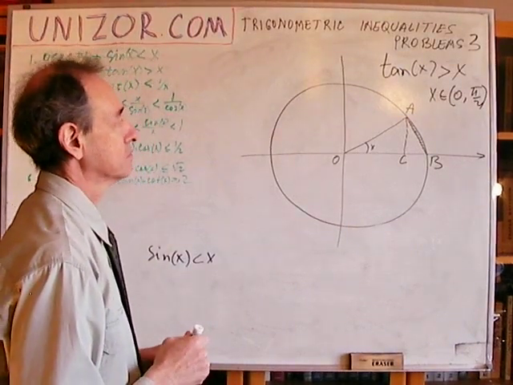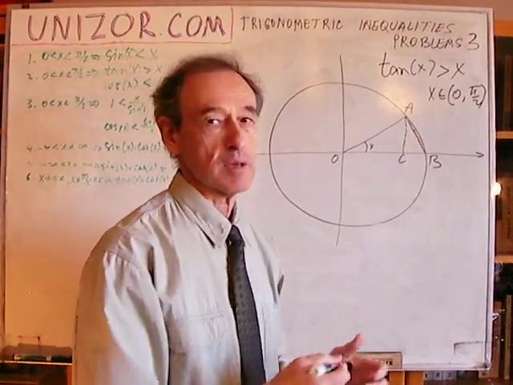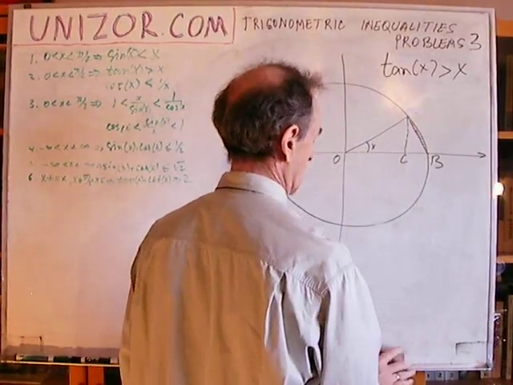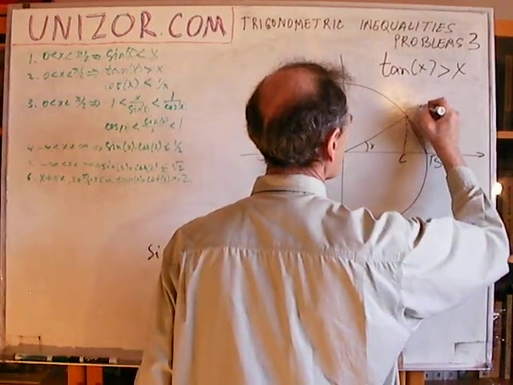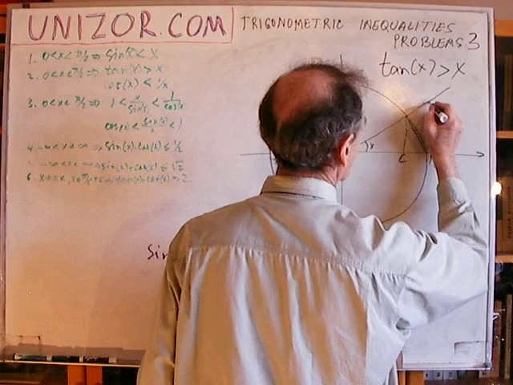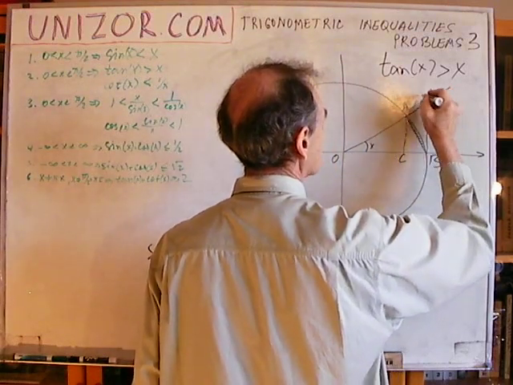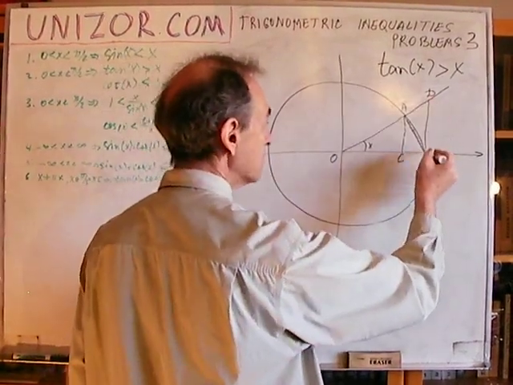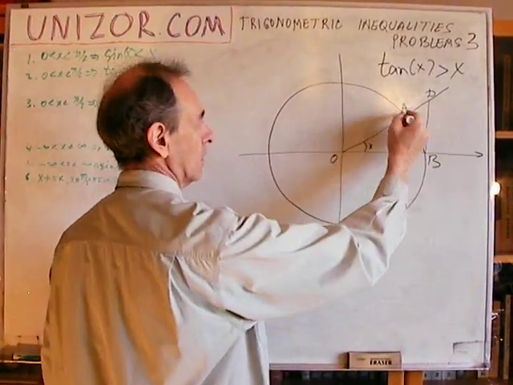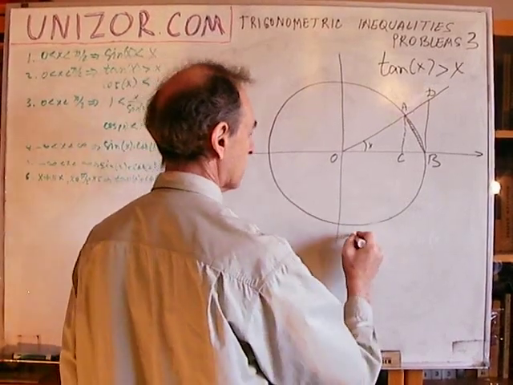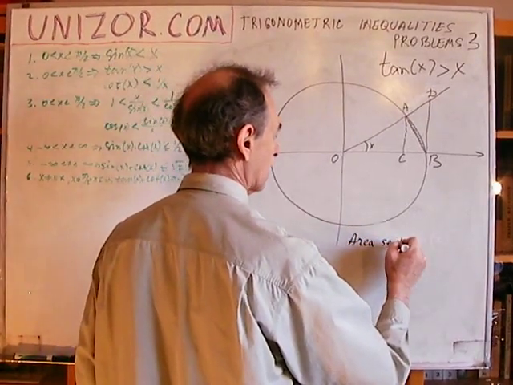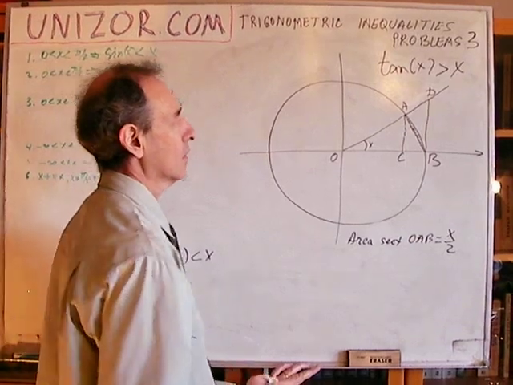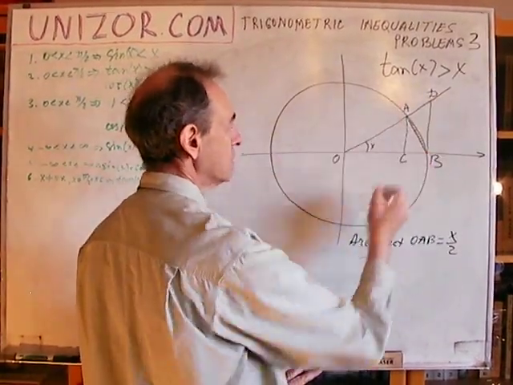Okay, how to prove that? Well, I will use basically the same approach. What I will do in this case, just write this out. I will continue this line, and this is the perpendicular. So this is A, B, C, D. Okay? Now, the triangle ODB is greater than the sector OAB, right? The area of a sector OAB, we have just concluded, is x over 2.